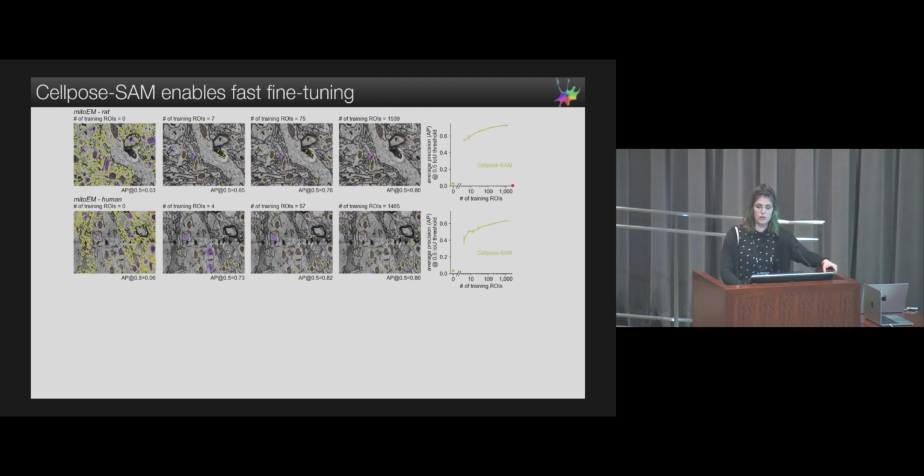This is a log scale, so we get a lot of performance improvements with just basically 100 training ROIs with Cellpose-SAM. And we can compare to our previous model. So we take Cellpose 3, basically out of the box. It also doesn't do very well. But as we fine-tune it, you can see it.